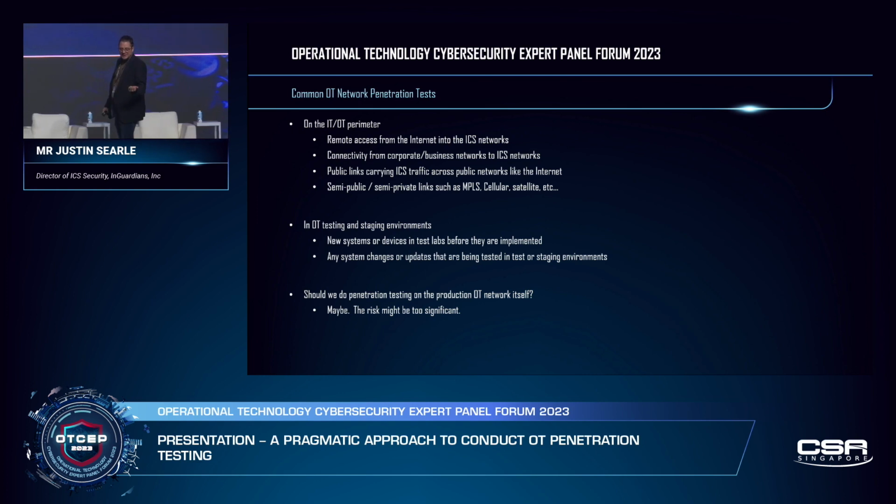We can test the remote access. We can test connectivity between the IT and the OT networks. We can connect links between our OT sites across different types of either public links, like the internet, or semi-public links. What is a semi-public link? To me, a semi-public link is something that is a third-party provider. MPLS, satellite, cellular. When our traffic goes across it, we may have some type of a private link that provider is providing to us, but on their back end, our data is being commingled with other people's data, right? So to me, that's a semi-private or a semi-public link, okay?